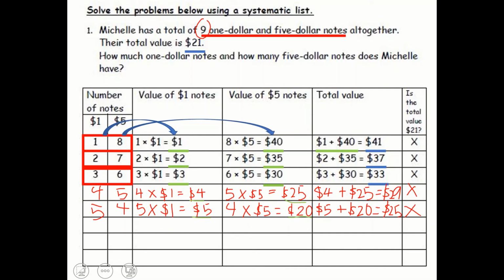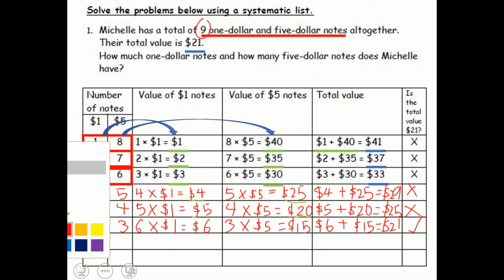So now let's try. What about 3 $5 notes and 6 $1 notes? If there are 6 $1 notes, 6 times $1 will give us $6. And if there are 3 $5 notes, 3 times $5 will give us $15. Now there's a chance that we might be getting the total value of $21. So let's add the two numbers together. $6 plus $15 is equal to $21. Bingo! We managed to get the total value that they are looking for.